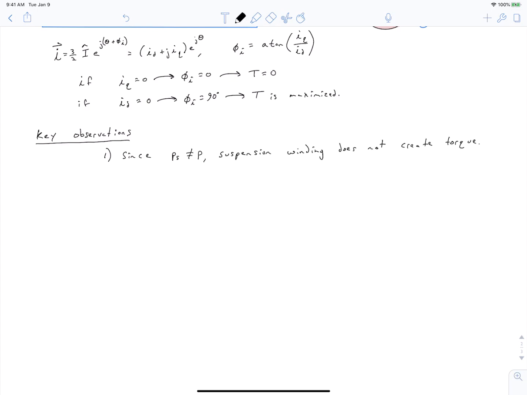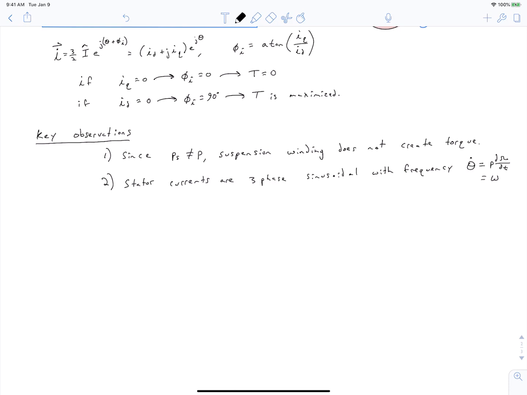I want to draw 2 key observations from this. The first is that since PS is not equal to P, since our suspension pole pairs are not the same as our motor pole pairs, in this machine, which only contains the fundamental harmonics, the suspension winding does not create any torque. So your air gap fields must have the same harmonics in order to create torque. The suspension winding has a different harmonic than the magnetizing field does, and so therefore it is unable to create any torque.